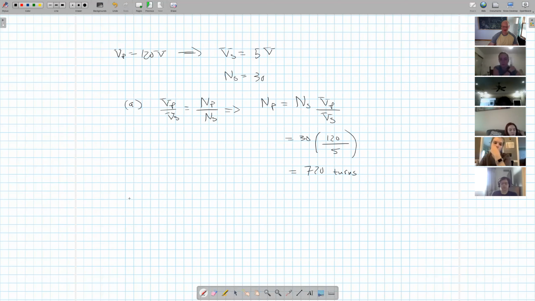Okay. Part B wants to know, what is the current? We know that the current across the primary over the current across the secondary is equal to the number of turns of the primary divided by the number of turns of the secondary.